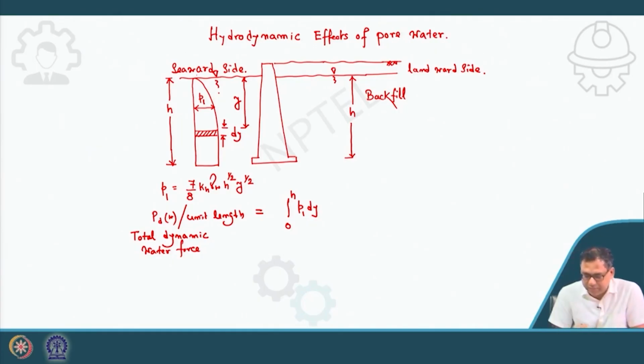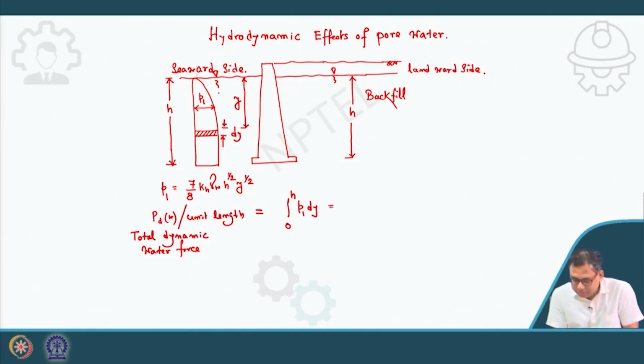because at this small segment, what would be the amount of force per unit length? At this small segment your distribution is P1, and if I multiply with the thickness of that segment dy, then I will get the force due to that segment per unit length. Okay. So, this small p1 into dy is the dynamic water force due to that segment. Now, if we integrate that over the entire depth of the water, from 0 to h, then I will get the total dynamic water force that is acting on the wall. Okay. So, that I am doing here.